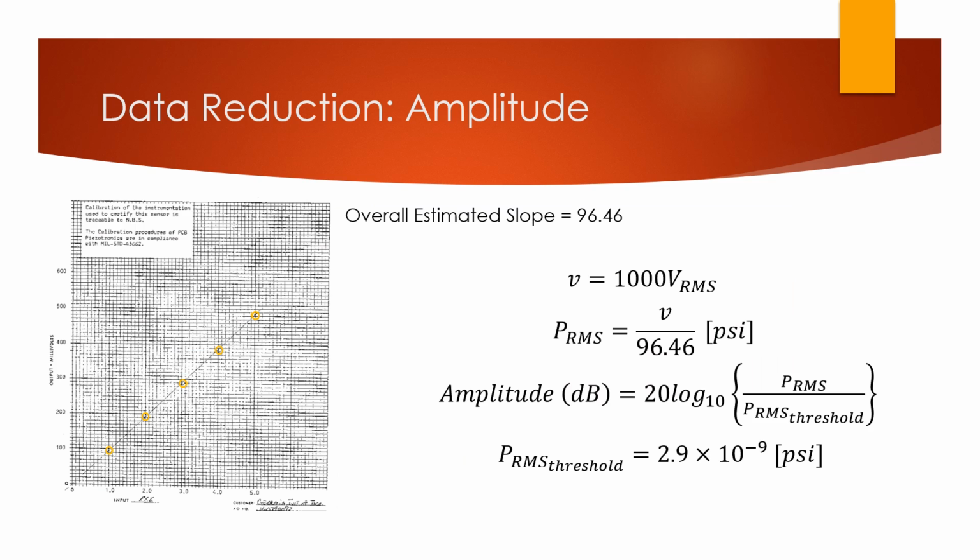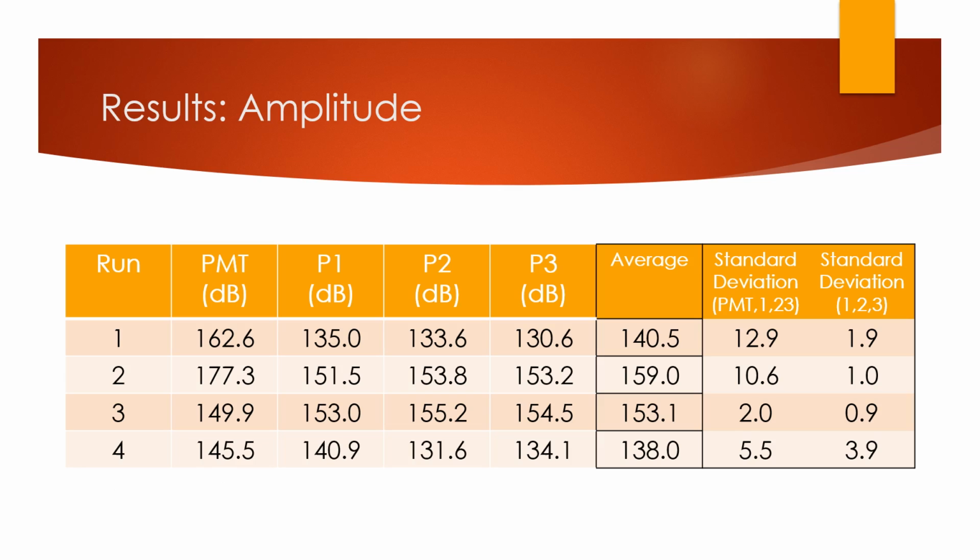In order to relate voltage to pressure, the calibration curve was used. Simply put, the slopes between the yellow circled points were calculated in average. This gave a relationship between PSI and millivolts. Since the RMS voltage was given in volts, volts had to be converted into millivolts in order to use this relationship. Once pressure was obtained, the sound pressure level conversion was performed to get the amplitude values for each run in decibels. The amplitude values were as follows.